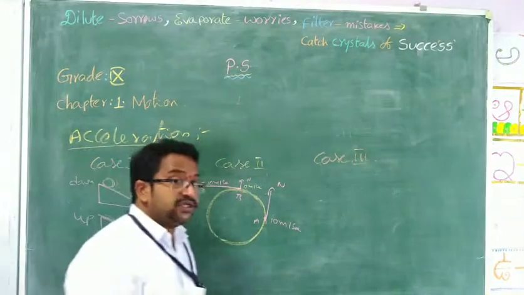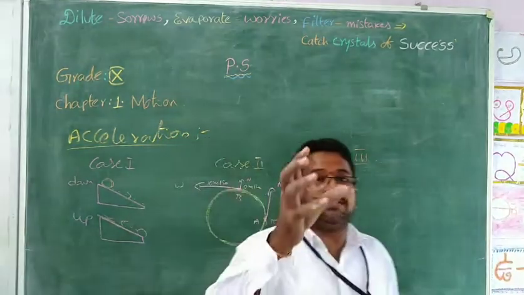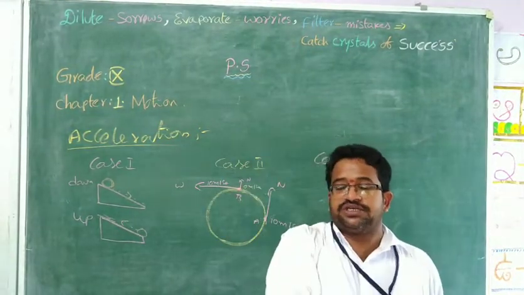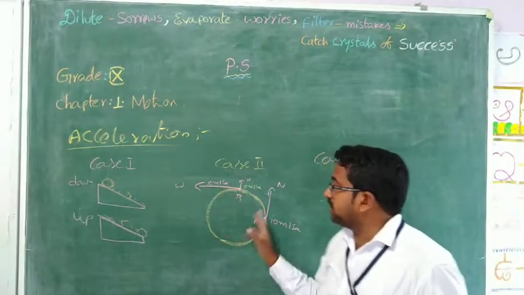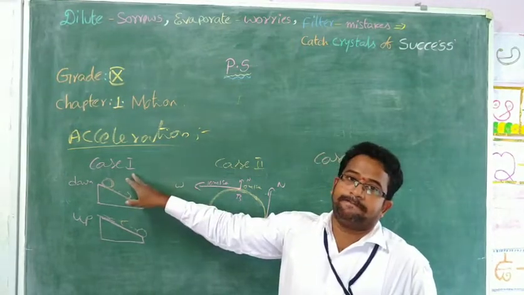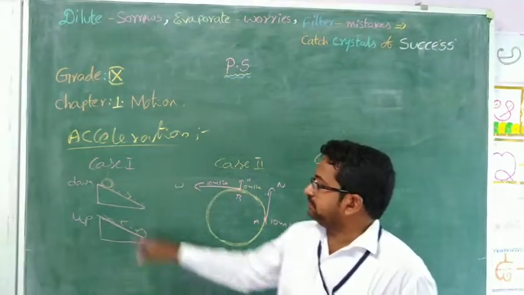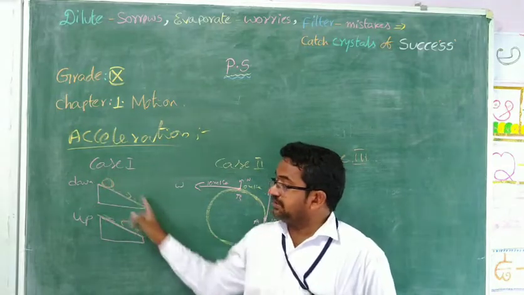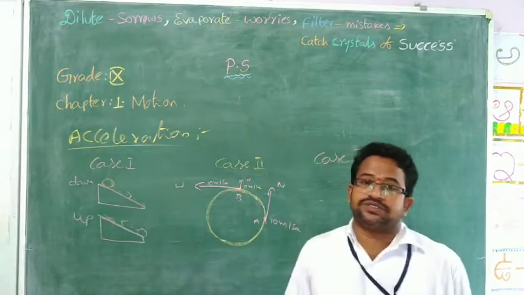What is constant in case 2? The magnitude of velocity remains constant, but continuously the direction is changing. It is the contradiction to case 1. What is happening in case 1? In case 1, the velocity is changing, but direction remains constant.